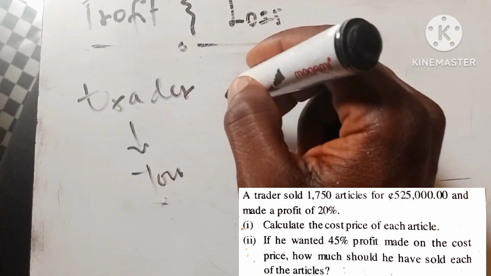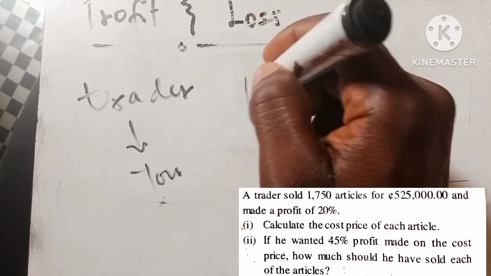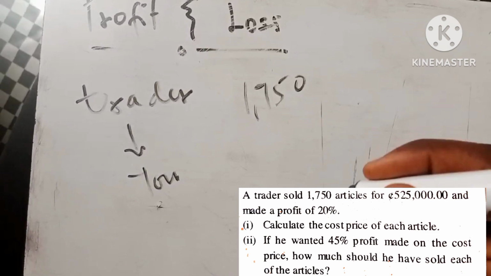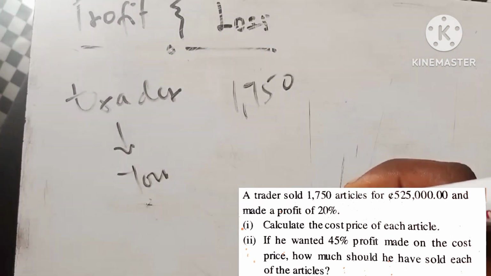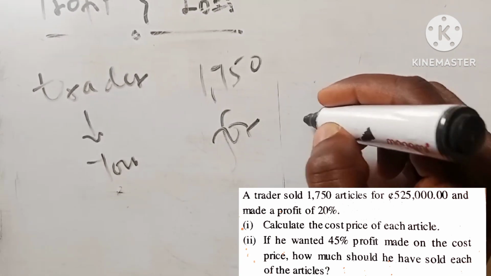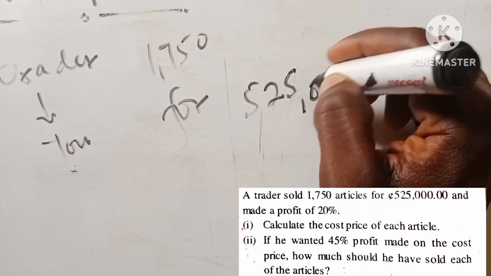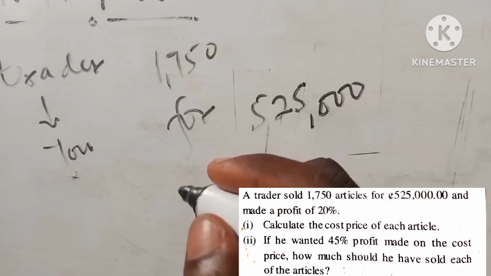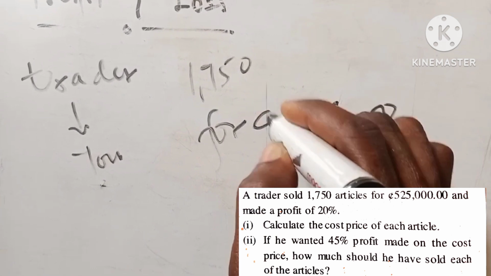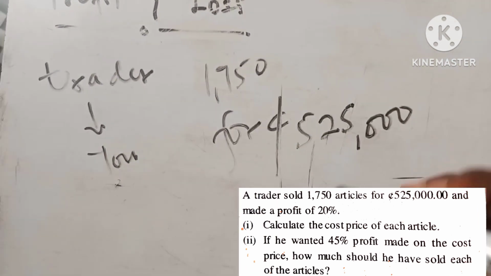Now you sold an article for 1,725. You can always go back and check the question for better understanding. Then this article you sold for an amount of 525,000. The currency is not necessarily the matter here, but in a test make sure that you bring the currency. Here we are dealing with cedis, so you may change the currency if you wish.